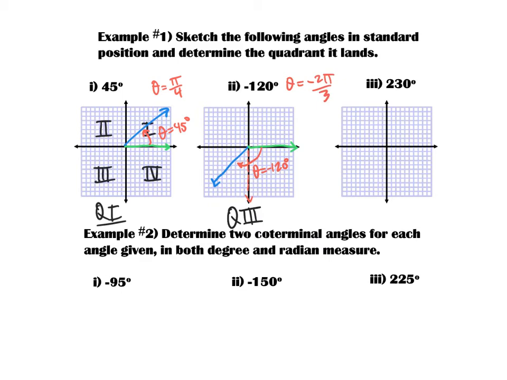Okay, so 230. Let's put our initial side. We're going to rotate counterclockwise. Now this angle is 90. We're going to go past that. This angle is 180. We're going to go past that. We're going to go past the second quadrantal angle, 50 degrees. So you can think of this as 90 degrees, another 90 degrees, which is 180, and another 50 degrees. So that angle theta is 230 degrees. That will land also in quadrant 3.